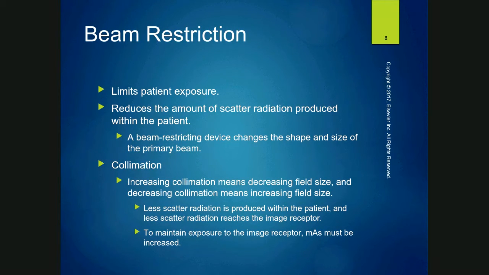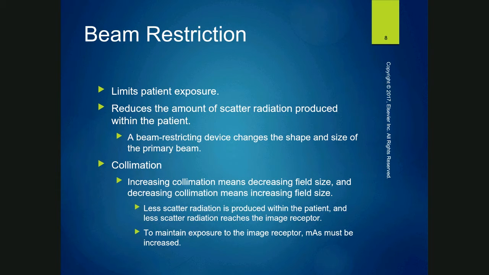A note about beam restriction or collimation under here, it's got collimation. It says increasing collimation means decreasing the field size, and decreasing collimation means increasing field size. That can be confusing to students sometimes. Historically, when I have taught this class, students have had a hard time wrapping their head around what that sounds like and what it means. So make sure that you really take your time and read these things whenever it is test time.